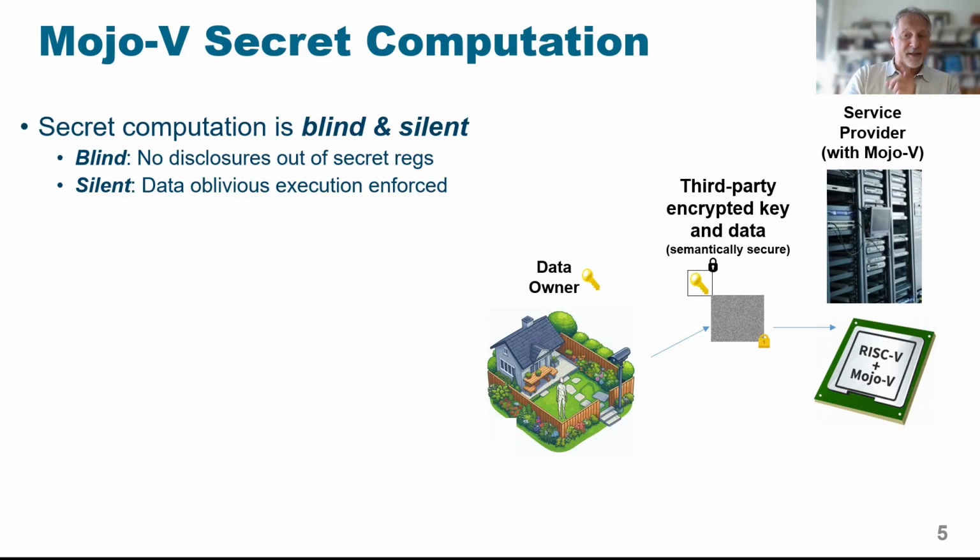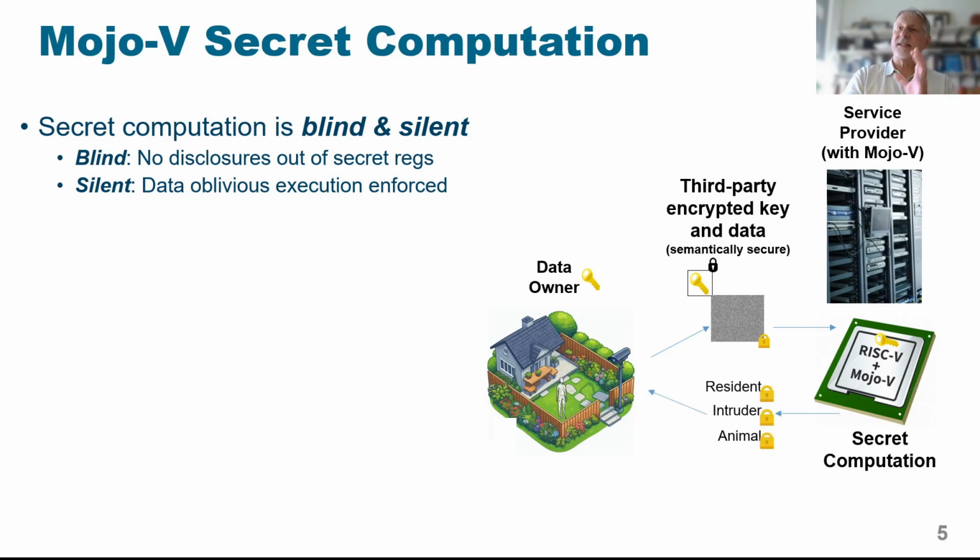It's possible for that RISC-V processor with Mojo-V to essentially decrypt that key in hardware in a way that none of the software or operators in that service provider's installation can see that key. Only the hardware can see it. And now the hardware can direct secret computation on the encrypted data coming from the camera in my backyard. It can perform machine learning computation on it, whatever.